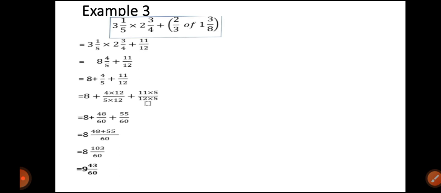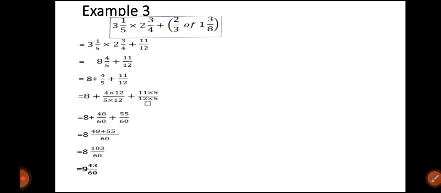Now we have gotten 8 whole number 4 all over 5 plus 11 over 12. The 11 over 12 is the answer we got from the bracket, while this 8 whole number 4 over 5 is the answer we get from multiplying this other outside fraction. Now we have only 2 set of fractions left. Now what do we do first?